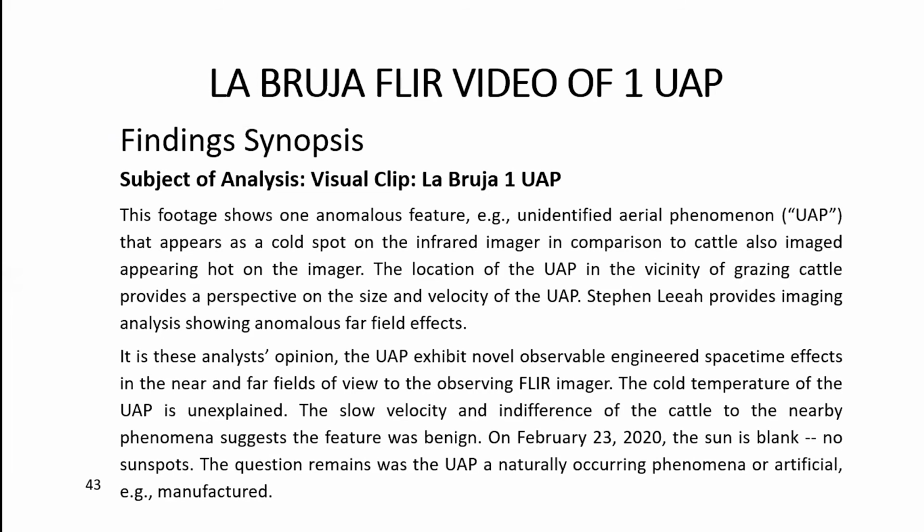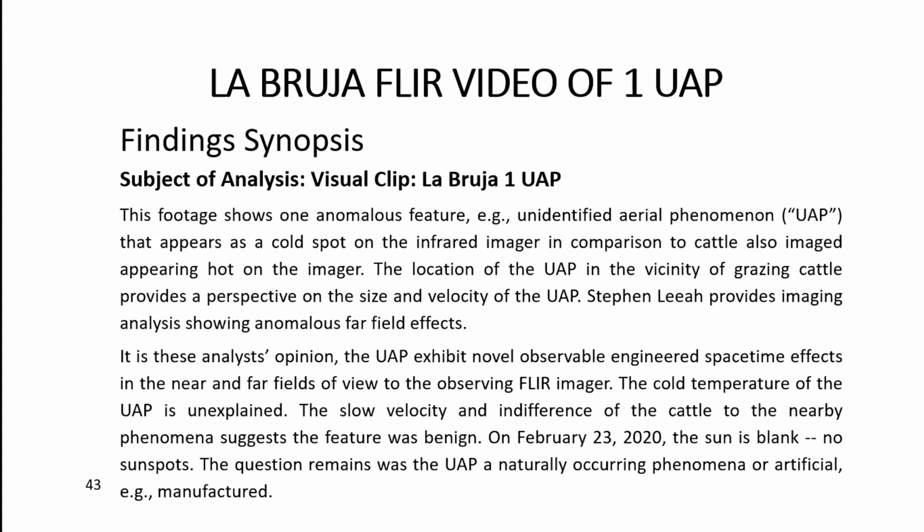Okay, so this is what we found. The footage shows one anomalous feature, an unidentified aerial phenomenon that appears as a cold spot on the infrared imager in comparison to cattle, also imaged appearing hot on the imager. The location of the UAP in the vicinity of grazing cattle provides a perspective on the size and velocity of the UAP. Steve Leah provides imaging analysis showing anomalous far field effects.